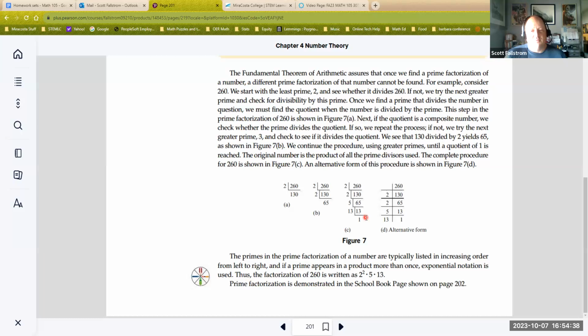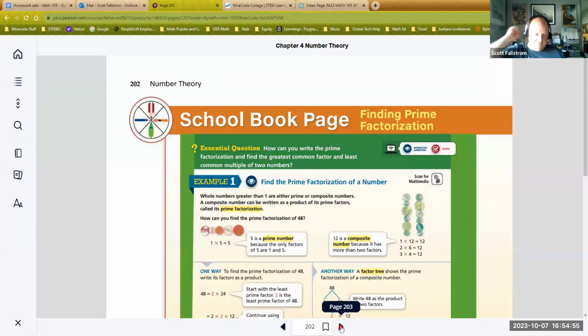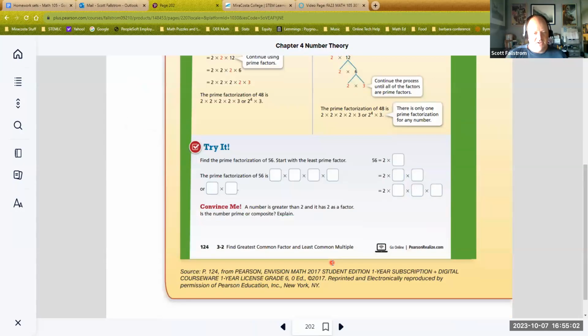Again, this is how you would check it. Find a prime that goes in, divide it, make the number smaller. Repeat the process until you get down to the number 1 at the end, because then you're out of all of your primes. So this is a textbook page, a school book page, finding prime factorization.